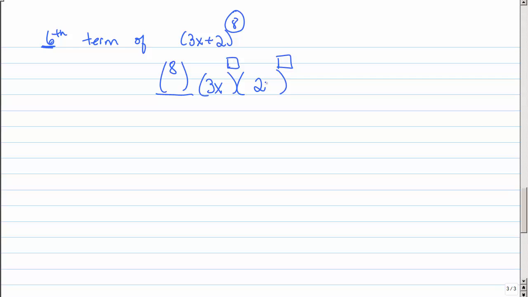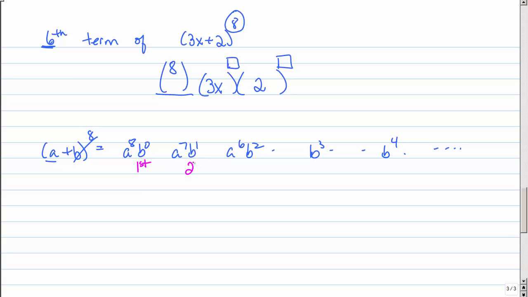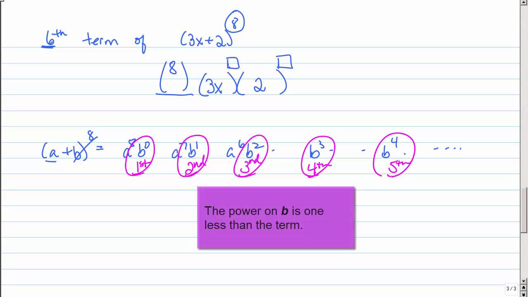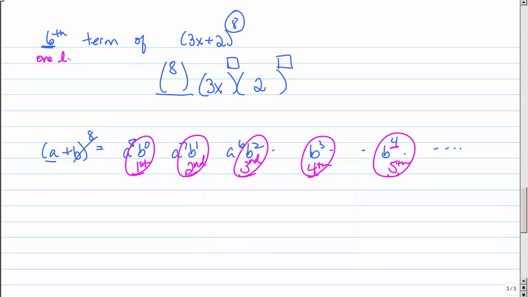sixth term? If I go back to this and I just start doing the b's, b^0, b^1, b^2, 3, 4, and so forth. Well, let's just count. This is the first one, this is the second one, this is the third, fourth, fifth. So what's that relationship? Hopefully you'll see the power is 1 less than the term, but that's the power on b, right? So we want 1 less goes here, so that's 5.